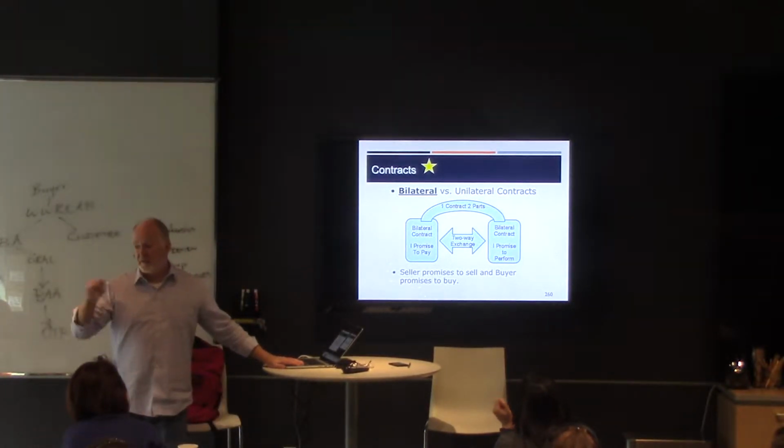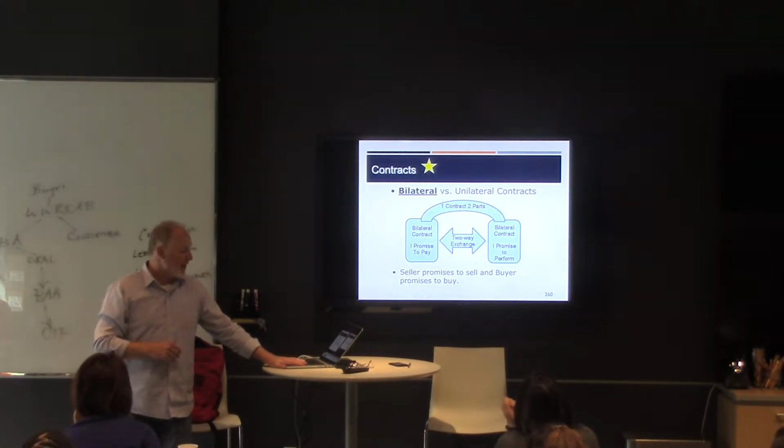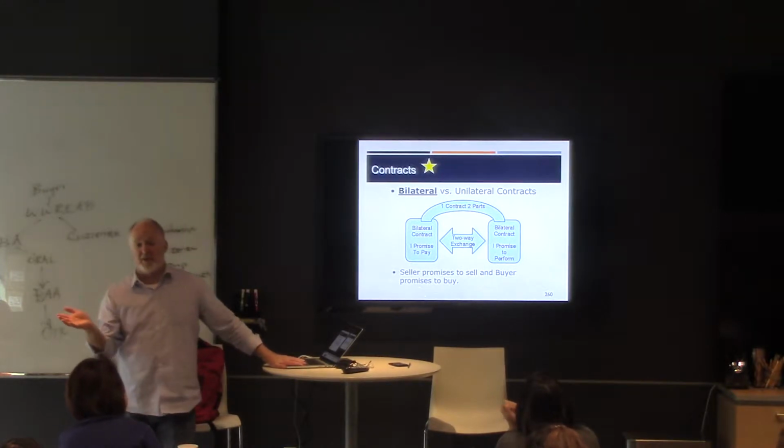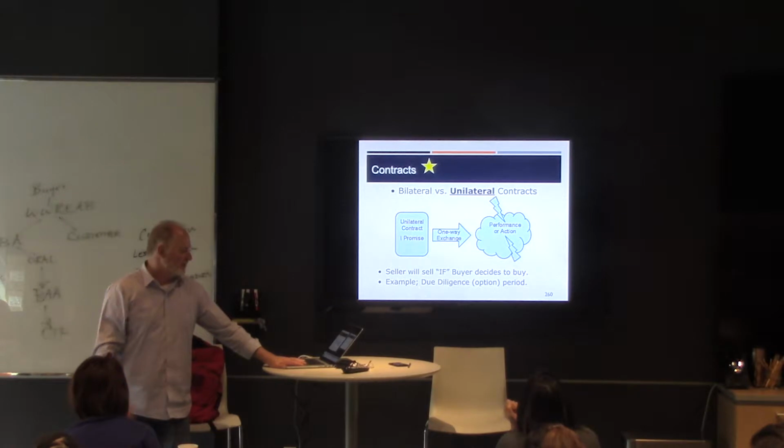Bilateral versus unilateral. You feel okay about that? There's a test on bilateral contracts. What happens if one party walks away? They're in breach. What happens if the other party walks away? They're in breach. Therefore, it's bilateral. Okay? Very simple test.